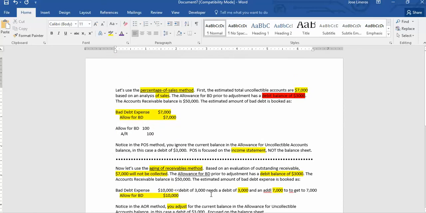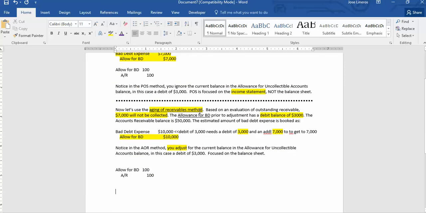This is two different methods. This is the easier one by far, because basically whatever is estimated to be uncollectible, you just drop it in here. If this was 1% of $1 million, you just take $1 million times 1%, and you make this entry based on sales. So you don't have to worry about the balance sheet, you don't have to worry about anything but what is sales, let me make my entry.